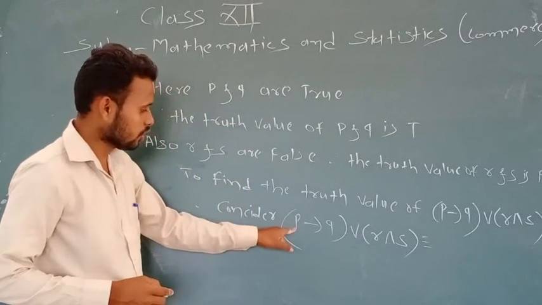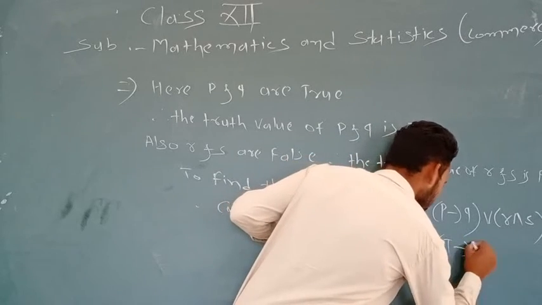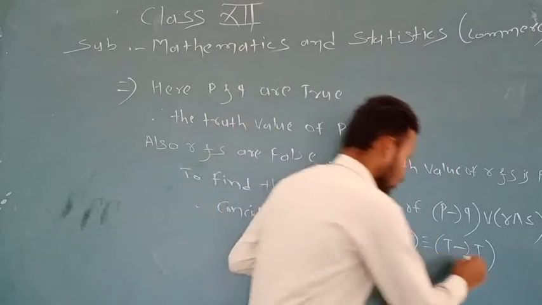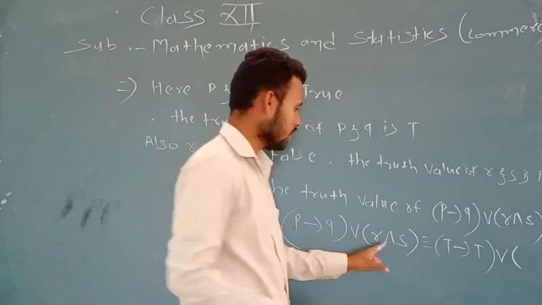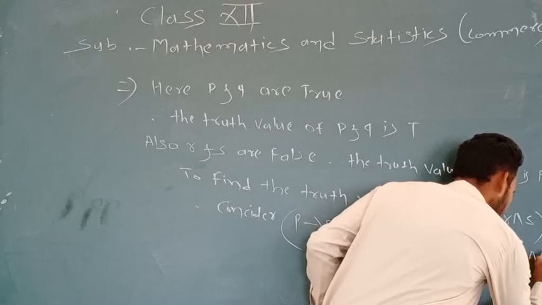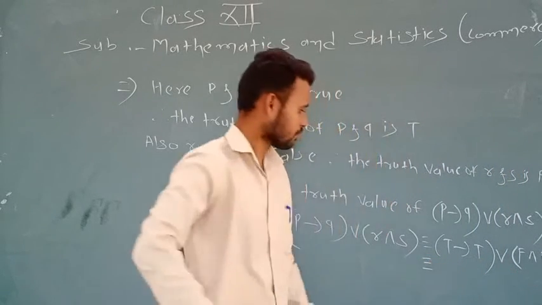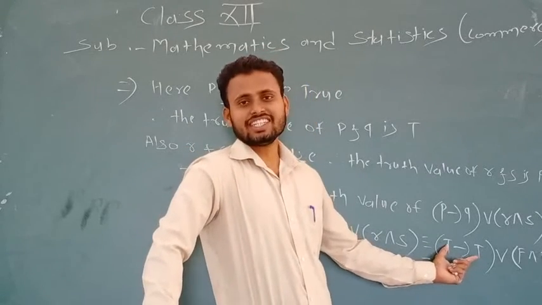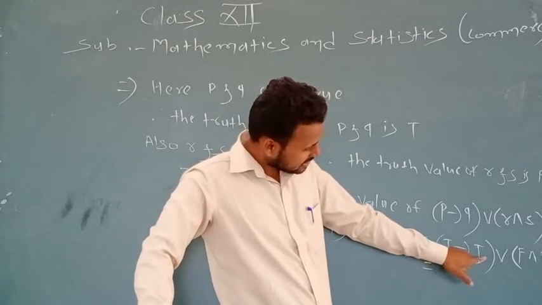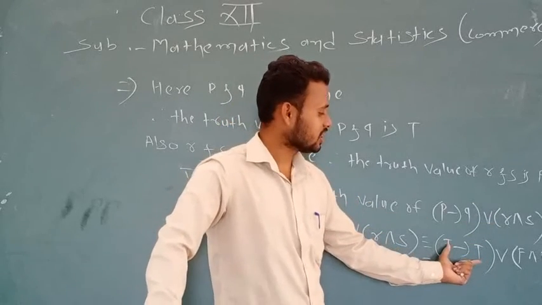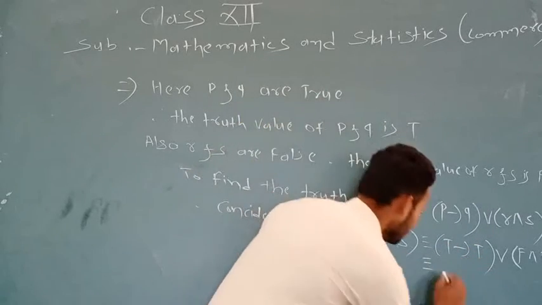Now, which is equivalent to? Here we know that the truth value of P and Q is T. Therefore, next line, here P implies T. Therefore, F meet with F. Now, which is equivalent to, in the conditional statement, if first substatement is true and second substatement is false, then conditional statement is false, otherwise it is true. Therefore, this statement is T.